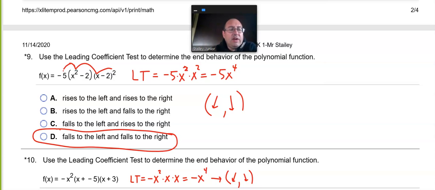So if we take negative 5 times x squared, negative 5 times x squared times x squared, we end up with negative 5x to the fourth. So since we have a negative, the right-hand behavior is down. Even degree, left is the same as the right. And that goes with letter choice D.